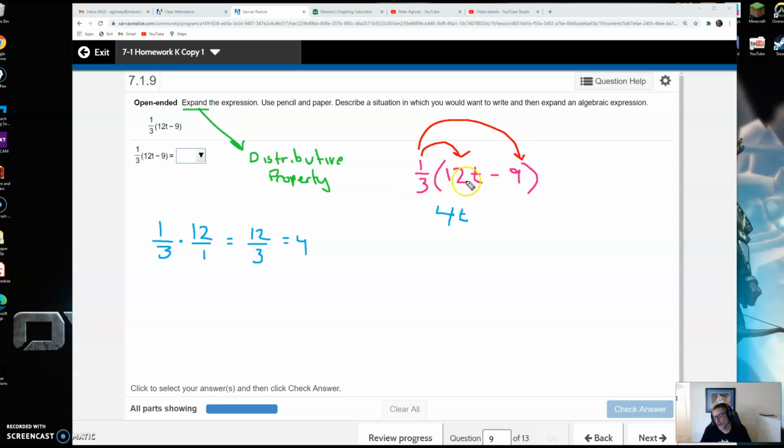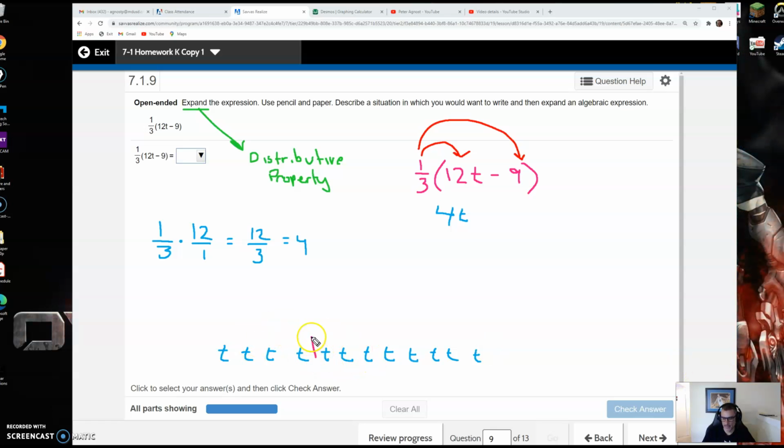Another way to think about it is if you have 12 t's and you only want 1/3 of them, well, 4 t's would be 1/3 of 12 t's. I could literally write out 12 t's. There's 1, 2, 3, 4, 5, 6, 7, 8, 9, 10, 11, 12. So there's 12 t's, and I tell you, hey, I only want 1/3 of these. So you'd split it into 3 sections. There's 1/3 of the 12 t's, and look how many I have. I have 4. So that's where that 4t is coming from.